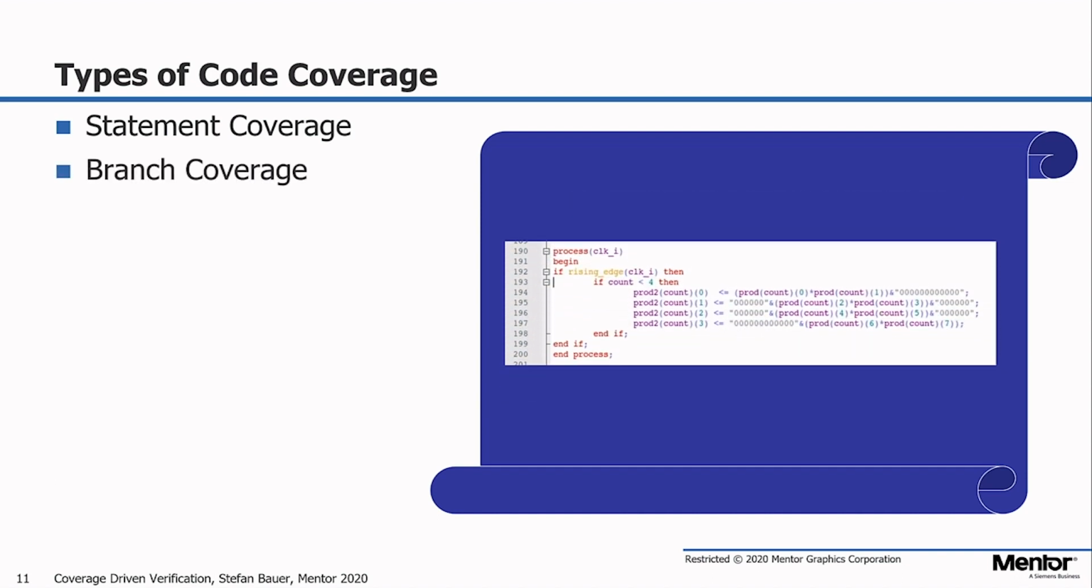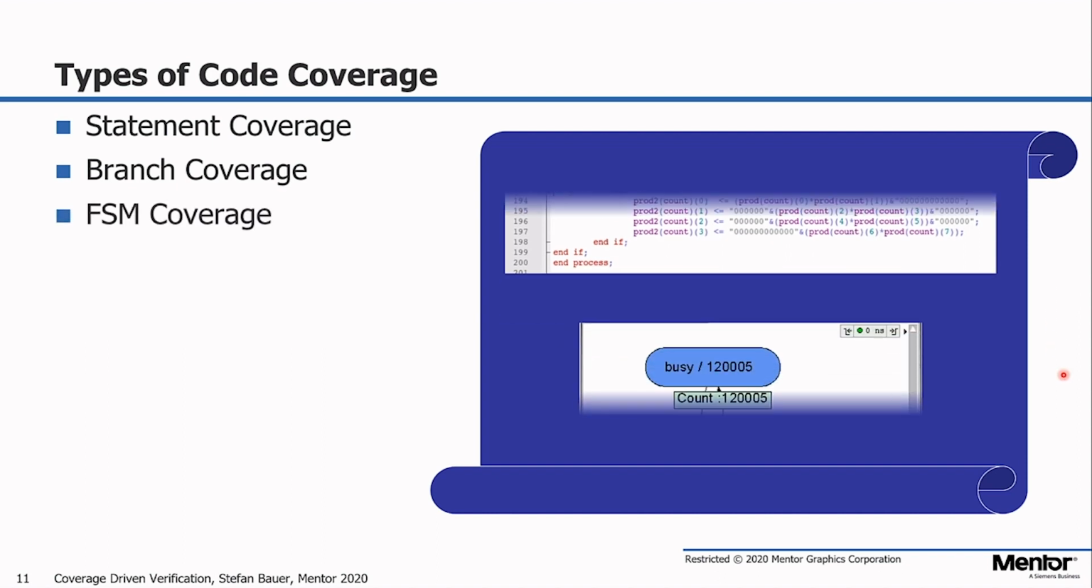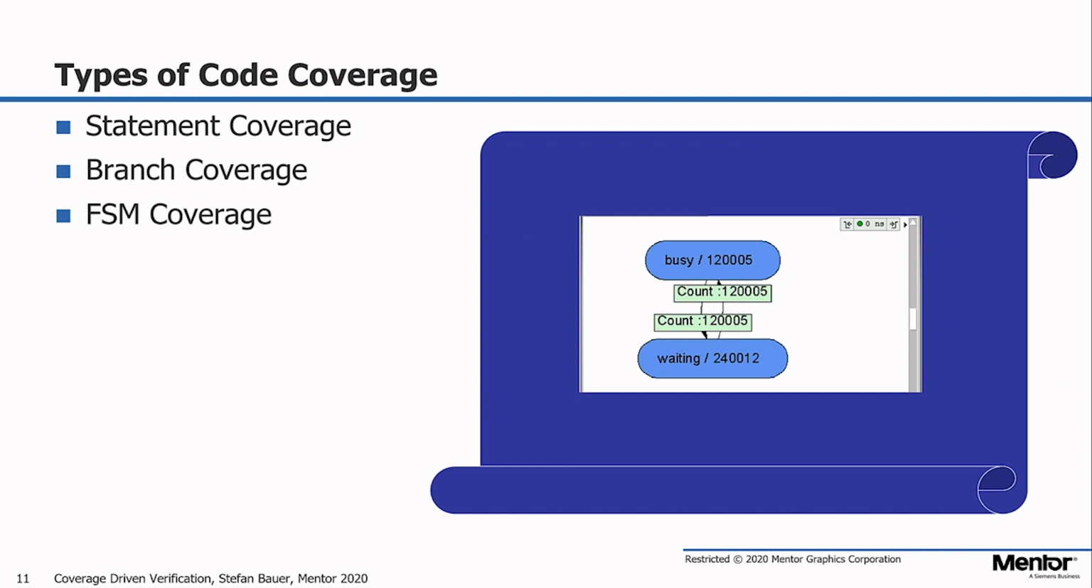Branch coverage counts the execution of each conditional if-then-else and case statement and indicates when a true or false condition has not executed. In our example, it's this one here, the if count is smaller than 4. FSM coverage counts the states, transitions, and paths within a FSM. You see, we can also visualize the FSM, which makes it easier to debug.